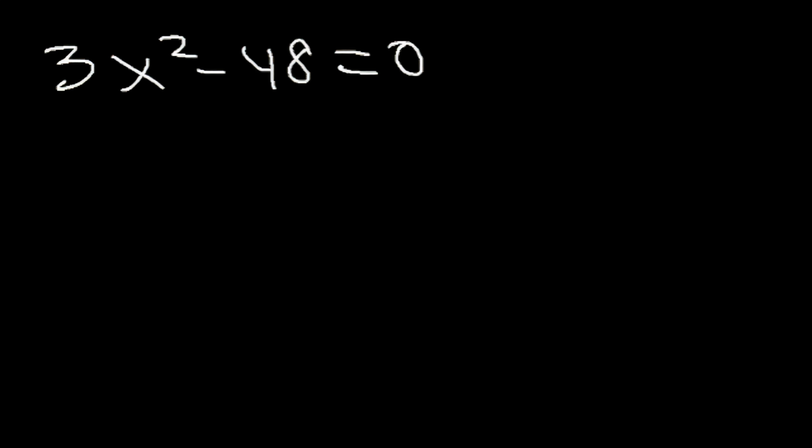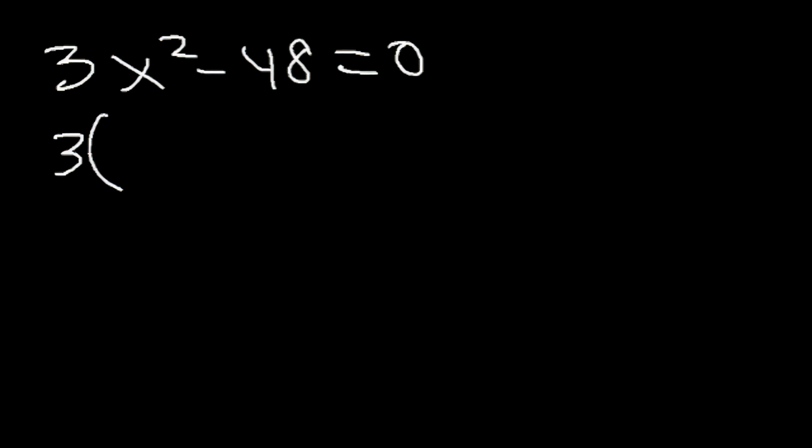Let's try this one. 3x squared minus 48 equals 0. Feel free to pause the video and try this example. It's very similar to the last two. So the first thing we need to do is remove the GCF, which is 3. 3 can go into 3x squared and 48.